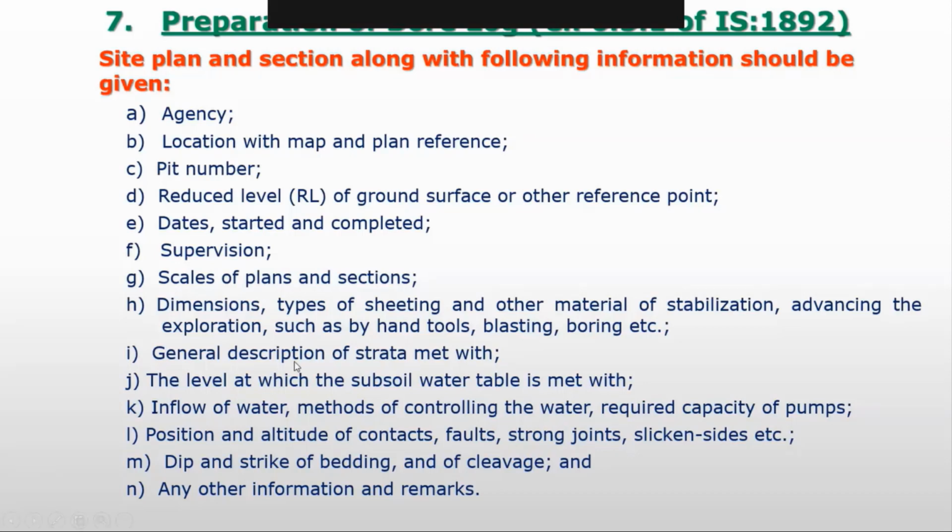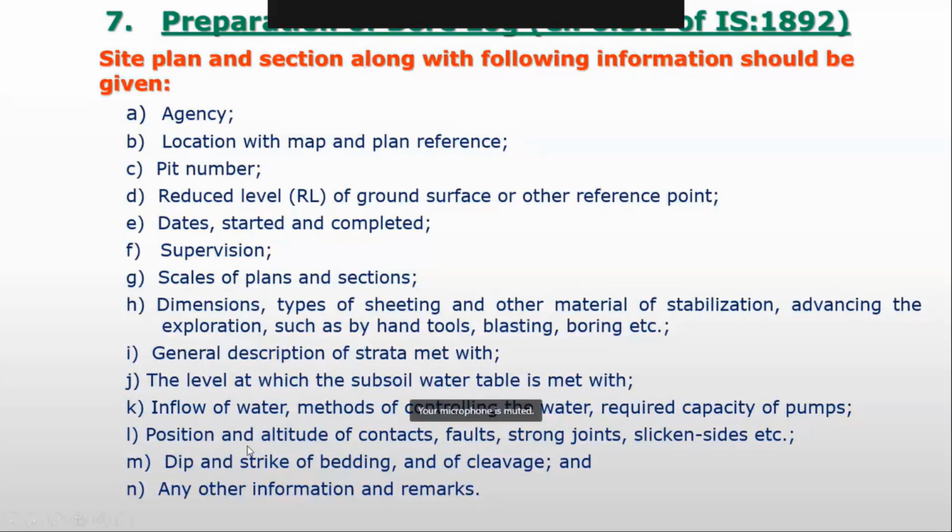General description of a strata, that is, for this we are doing this excavation and doing the exploration. The level at which the subsoil water is met with, inflow of water, methods of controlling the water, required capacity of pumps. So from this bore log, whatever inflow of water or capacity or method we are facing, you will know beforehand what difficulty you are going to face during the actual construction.